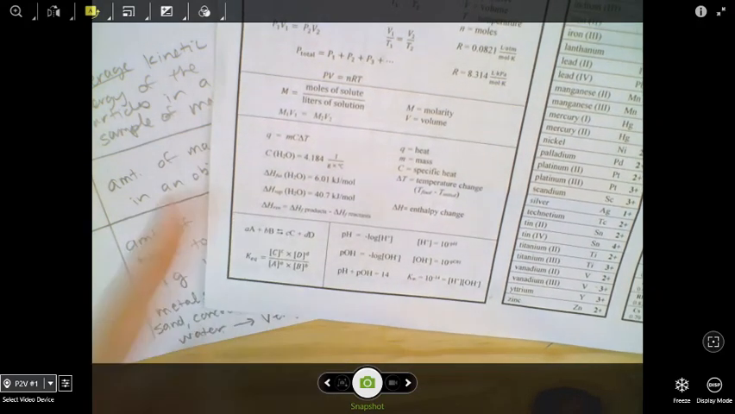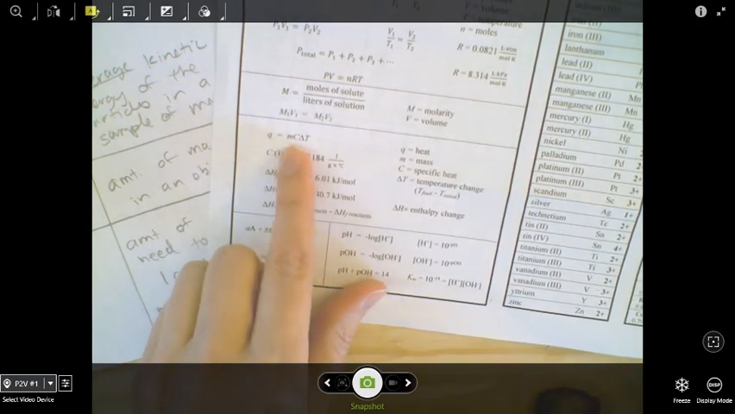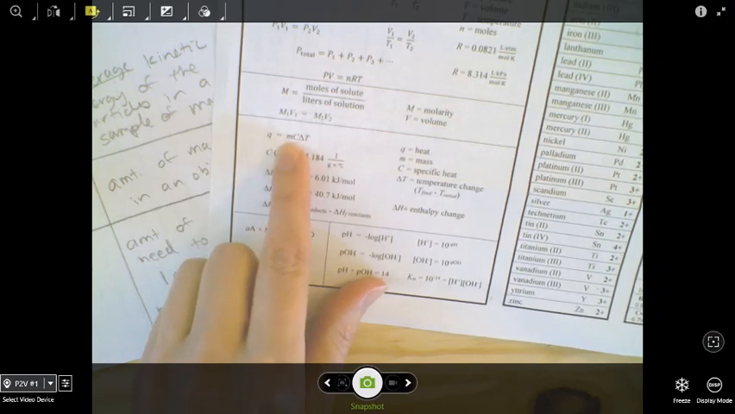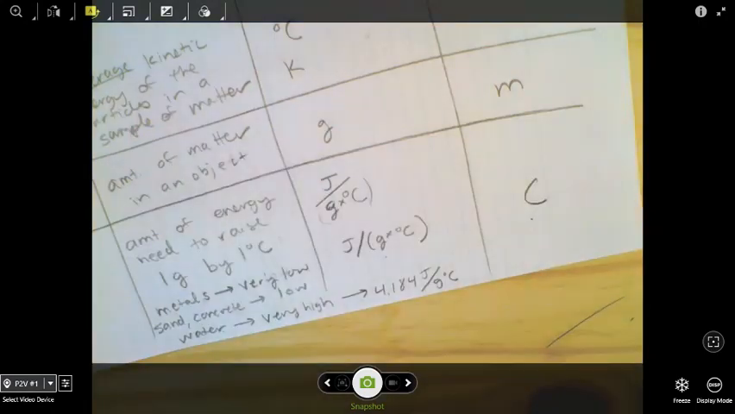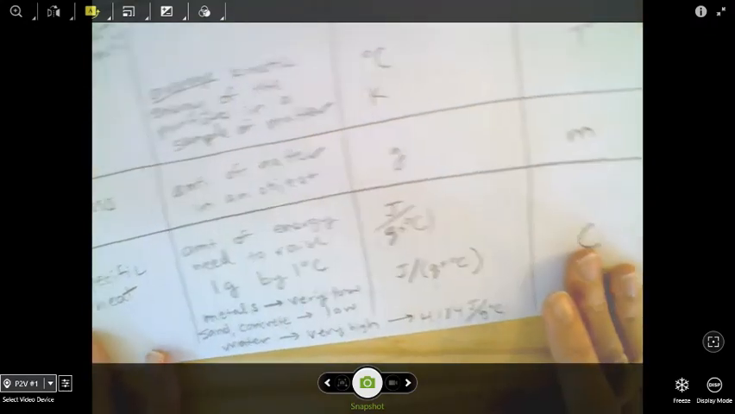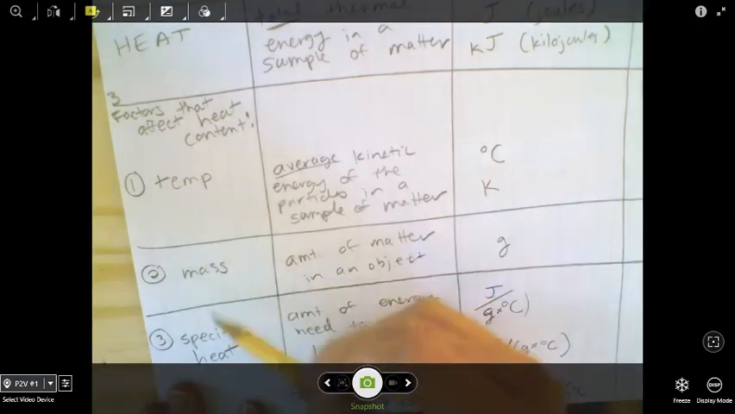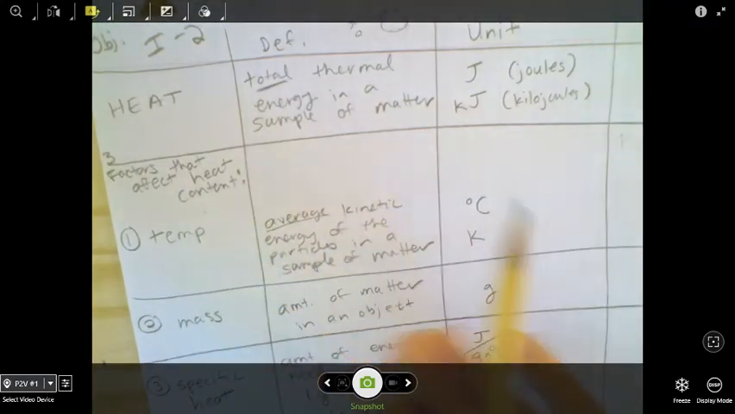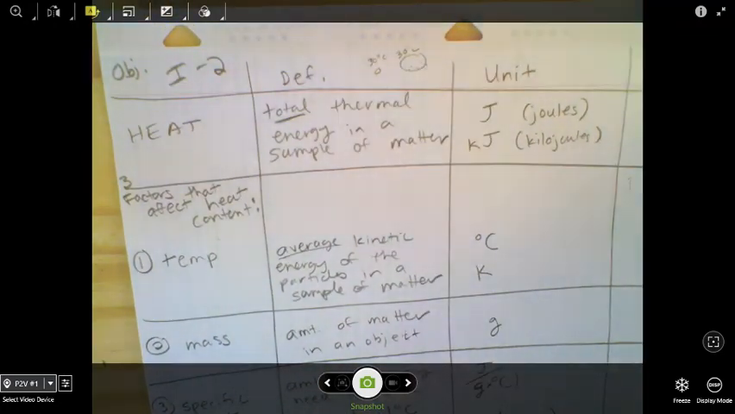In the next objective, we're going to learn this formula where we plug in heat here, we plug in mass here, we plug in specific heat here, and we plug in temperature here. But that'll be in the next objective. Okay, so that is the summary of the 3 different factors that determine the heat content of something. So that's it for objective I2.